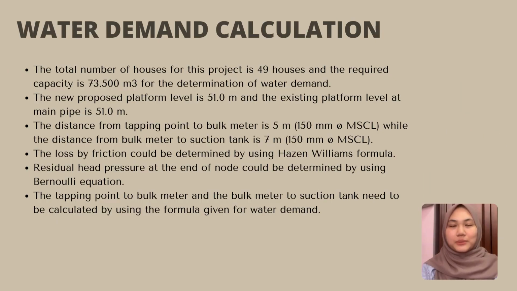Next, I will explain the water demand calculation method. The total number of houses for this project is 49 houses and the required capacity is 73,500 mm3 for the determination of water demand. The new proposed platform level is 51.0 meter and the existing platform level at the main pipe is 51.0 meter.